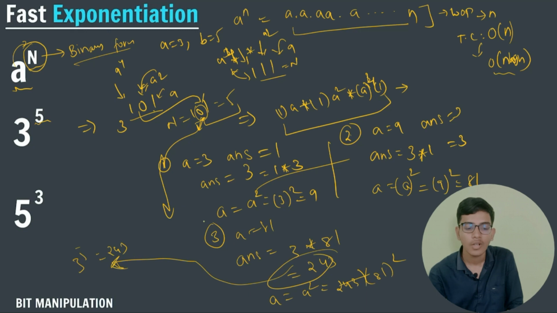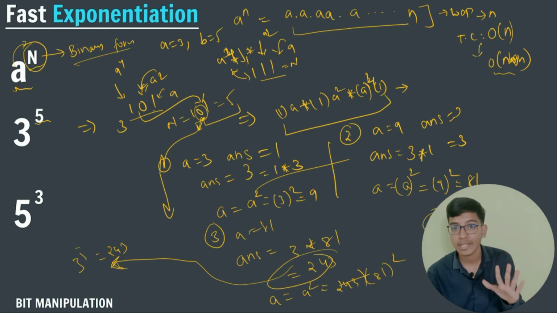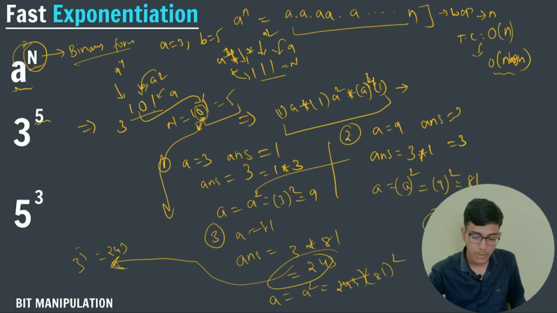So this is how we will calculate the power of the given number. And in this, how many iterations did we perform? We performed 3 iterations, whereas in our general method we performed 5 iterations for calculating 3 to the power of 5. Here we performed 3 iterations. So this is efficient code. Now let me write the code for this particular question.